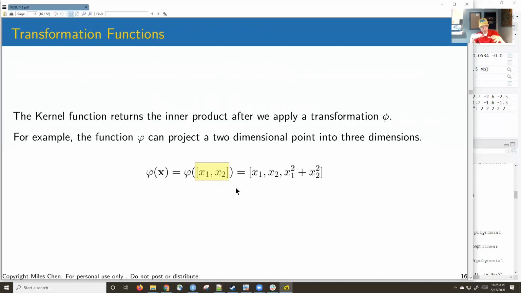Our data exists in 2 dimensions, and here I'm using this phi function that projects it into 3D, okay?